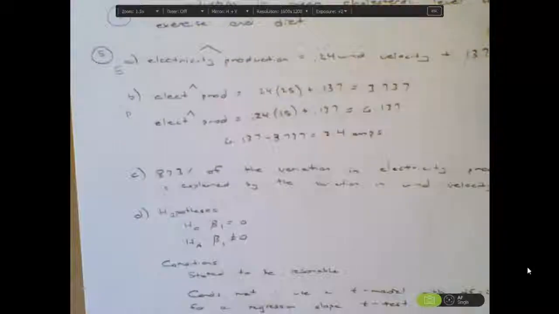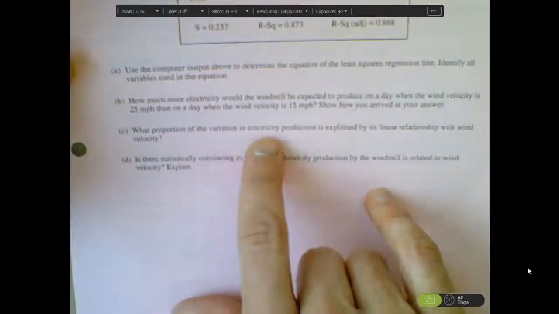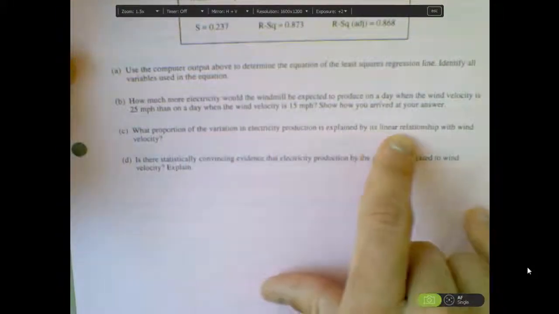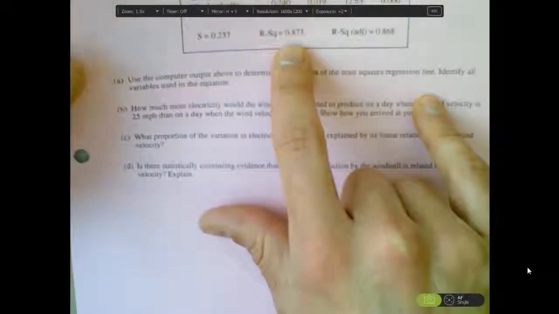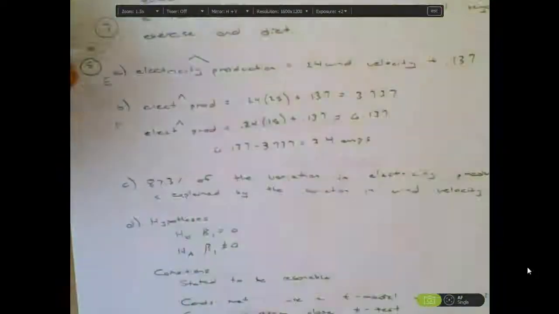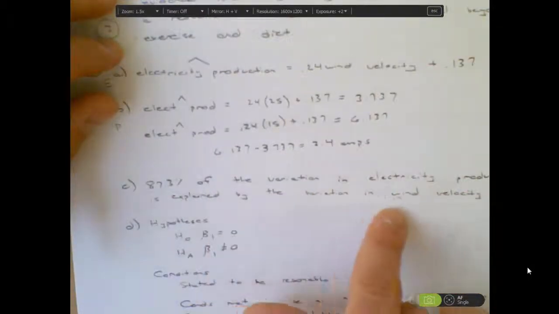Okay, part C, this is a very simplistic skill. You either kind of know how to do it or you don't. What proportion of the variation in electricity production is explained by its linear relationship with wind velocity? This is talking specifically about r squared, writing r squared in context. So 87.3% of the variation in electricity production is explained by the variation in wind velocity.